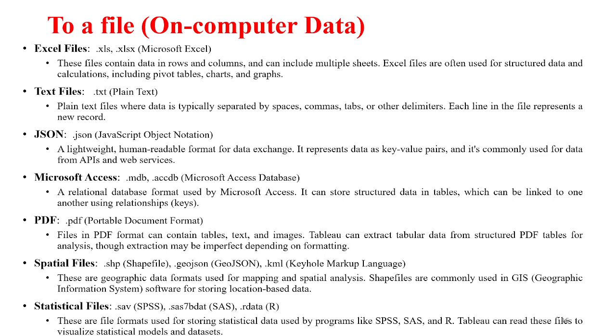Then PDF file, if you have a PDF file, you can also connect. Spatial file, when we have remote sensing data, means a spatial data set. At that time we have different shape formatting files: shape means SHP file, GeoJSON file, then KML file. So we can also do these things using the spatial file. Statistical files, such as SPSS file, SAS file, or R files. We can use those files to connect the data.